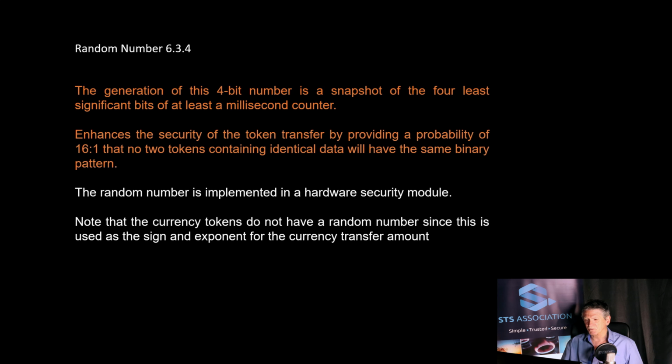It enhances the security of the token transfer by providing a probability of 16 to 1 that no two tokens containing identical data will have the same binary pattern when it's generated. The random number is implemented in a hardware security module, as I've mentioned already. Now we need to note that currency tokens do not have a random number, since this is used as the sign and exponent bit for the currency transfer amount, which is a lot larger than in a normal unit amount.